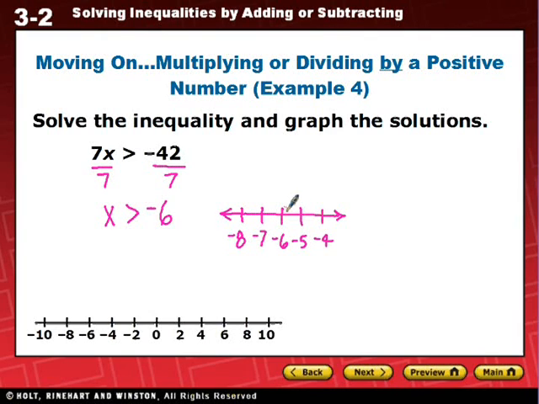And I draw my circle on negative 6, and it's greater than negative 6, so arrow to the right. And I know I'm right. Negative 6 times 7 is 42, and I'm looking for numbers greater than negative 6 that would make this true. So like if I plug in 0, right, I would get 0 is greater than negative 42, and that is true.